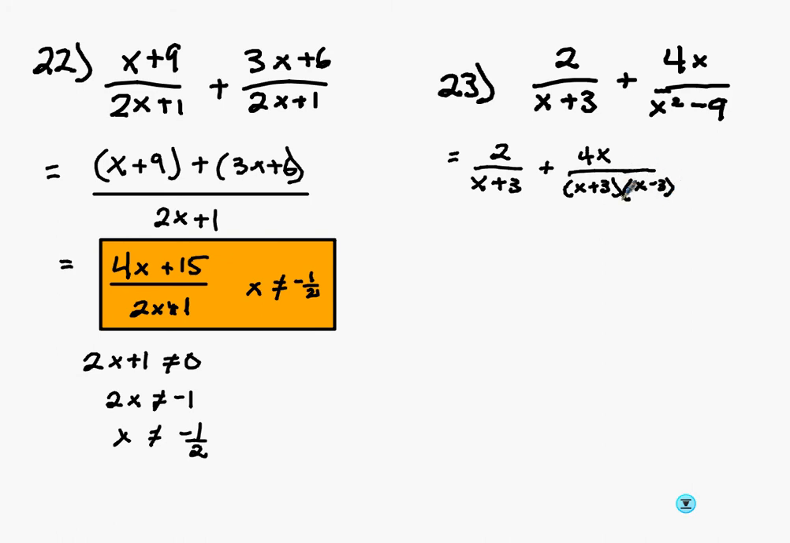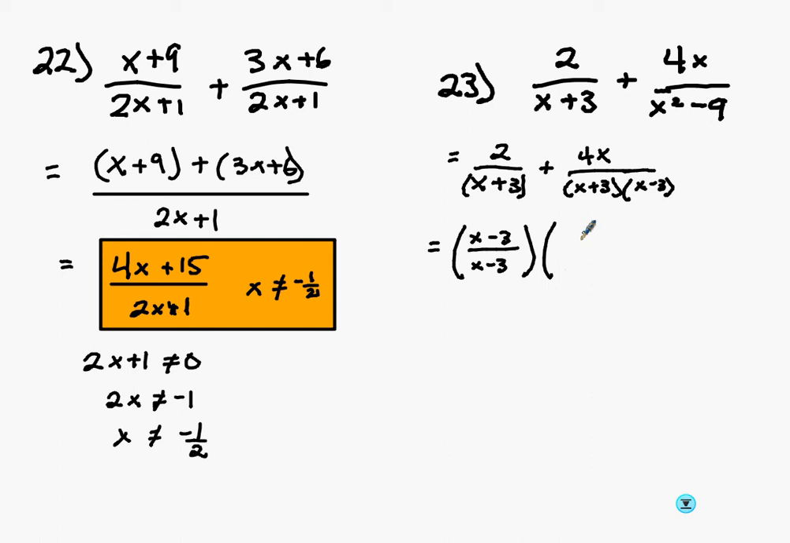Okay? Our goal when we add fractions is that the denominators have to be common, be the same. So we notice here in our first term that we have an x plus 3 in the denominator. We notice that we have a multiplication in our second denominator. And so if we were to multiply this x plus 3 times x minus 3, we would have the same denominator. So we are going to multiply by a particular form of 1, and that form of 1 is going to be x minus 3 over x minus 3.